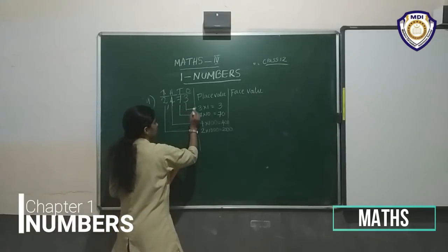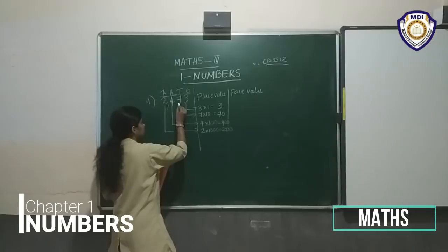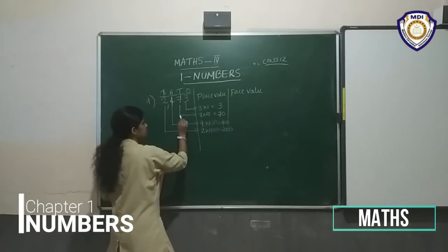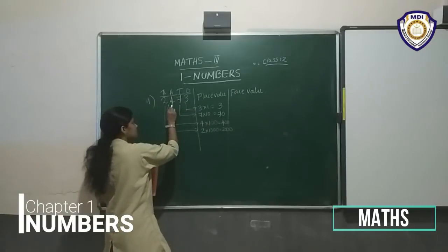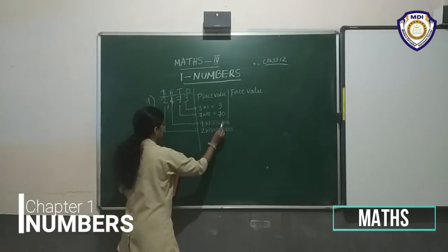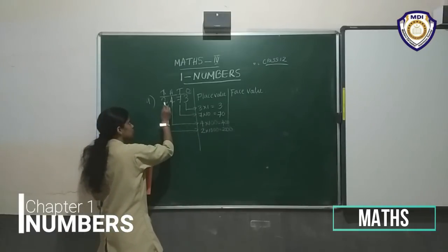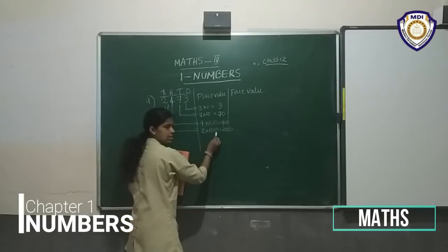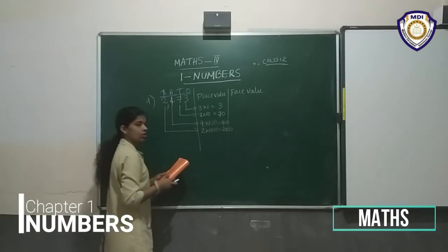Place value of 3, 3. Then place value of 7, 70. 7 tens, 70. Place value of 4, 4 hundreds. Place value of 2, 2000. 2 into 1000, 2000. Okay.